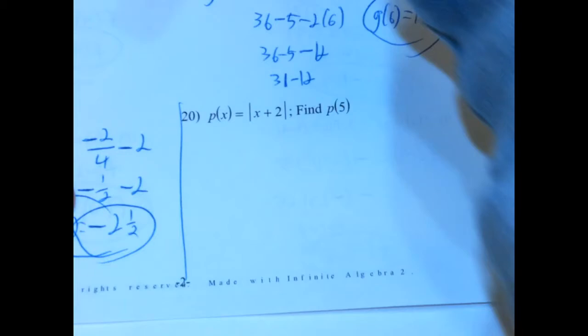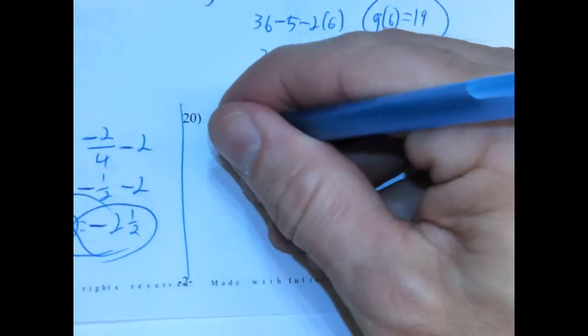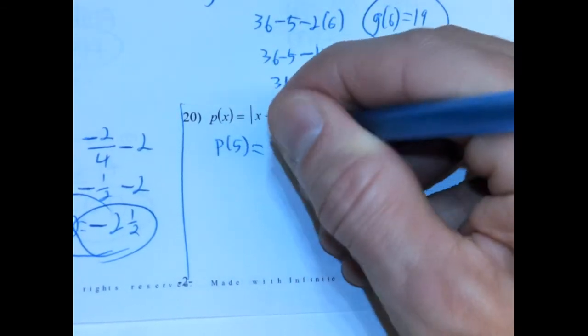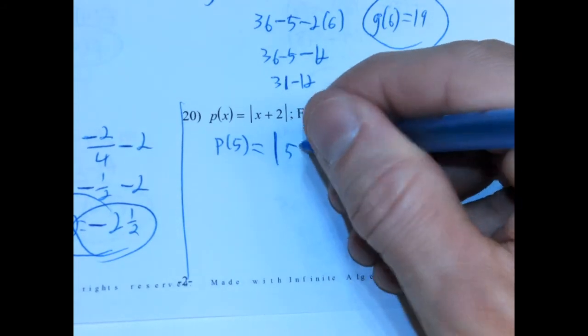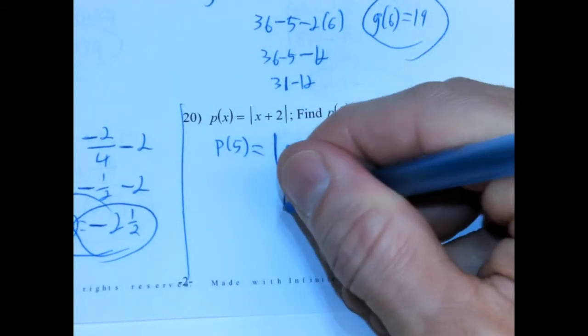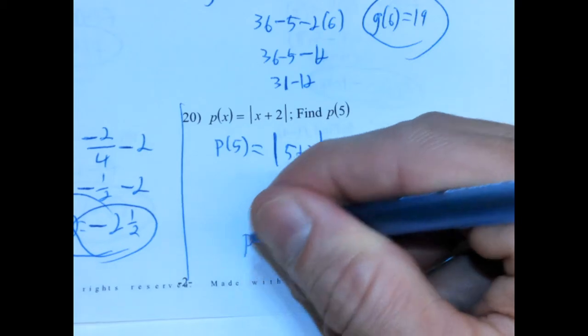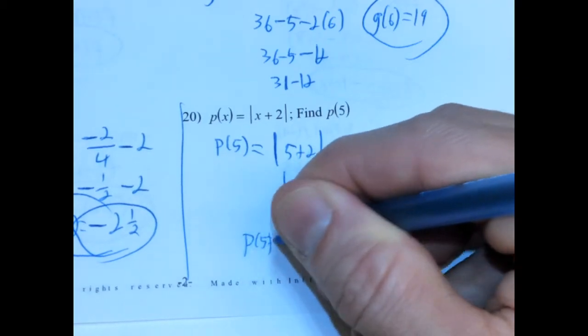All right, last one. Here we go. P of 5. So absolute value of 5 plus 2. 5 plus 2 is 7. Absolute value of 7 is 7. So P of 5 equals 7.